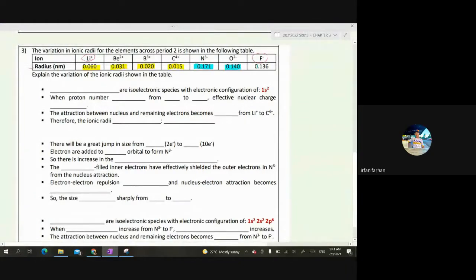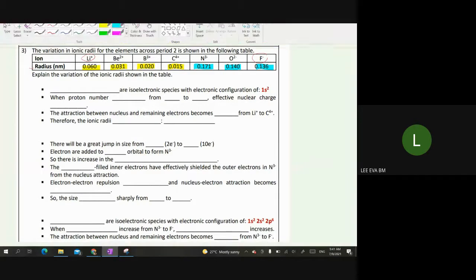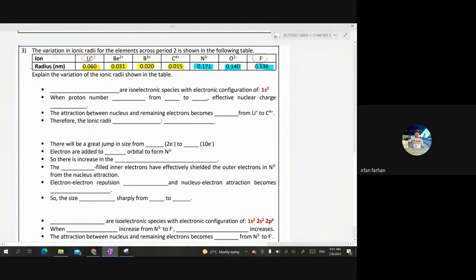Tahu? Tak tahu. Apa beza antara C4 positif dengan N3 negatif? Dia punya group. Nah, nampak tak perbezaan dia kat sini? Daripada lithium Li positive until carbon 4 positive, the radius decreases. Then suddenly, until N3 negative, it increased sharply. This one increased a lot. And then it decreased again.